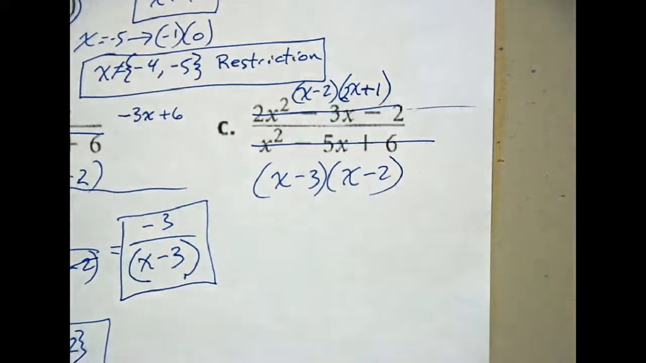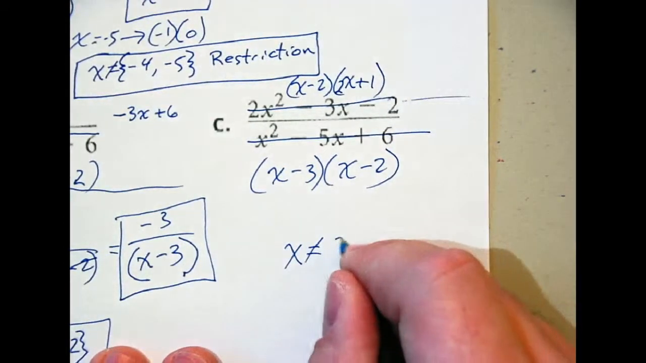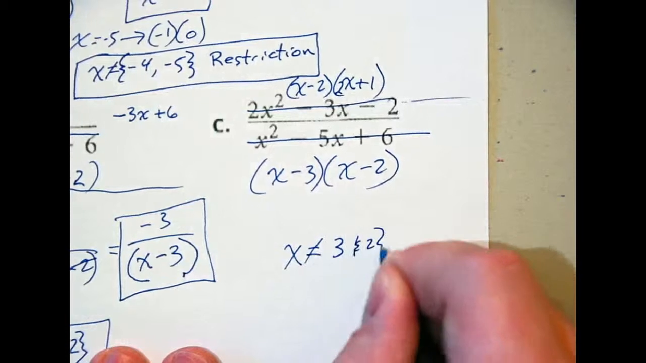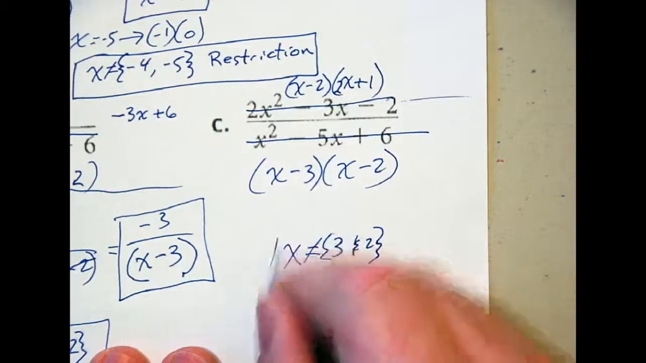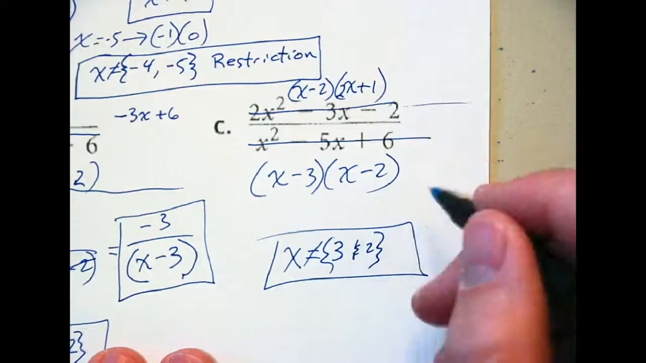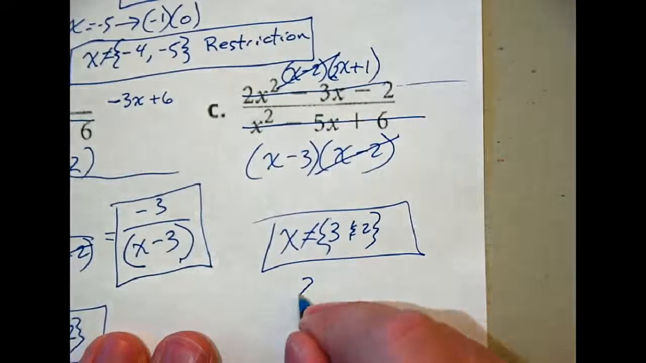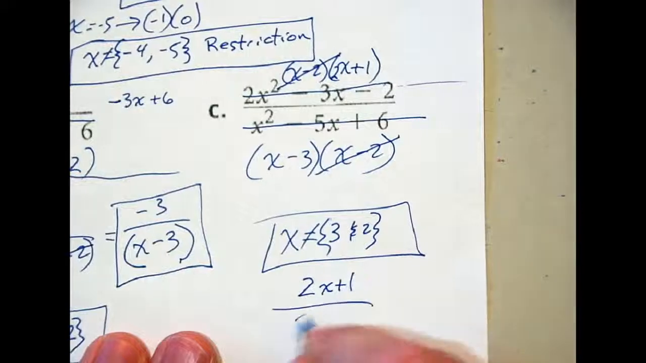How many got the factored form? Okay. What could x not equal? 3 or 2. Same restrictions again. And in this case, can we cancel anything? Yes. X minus 2. There we go. So a reduced form is 2x plus 1 over x minus 3.